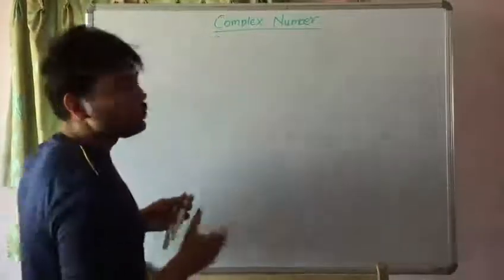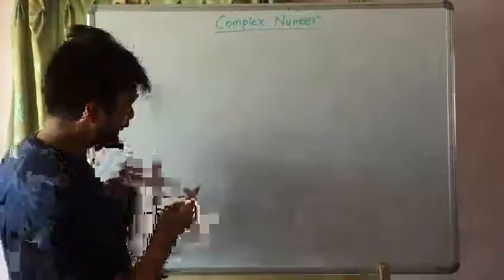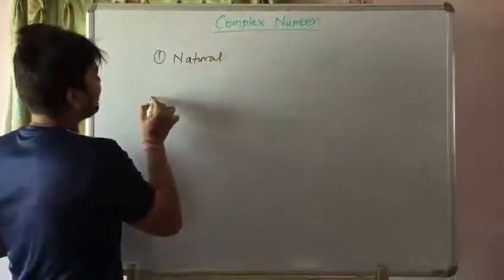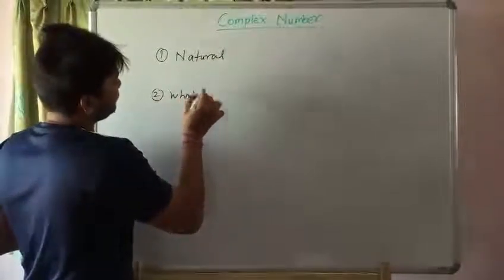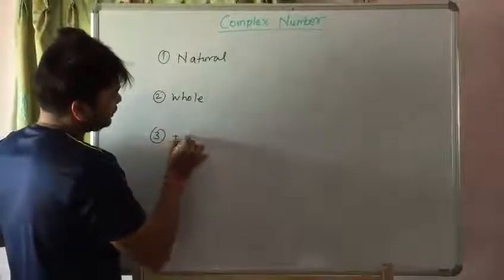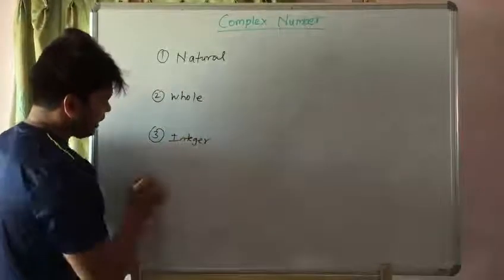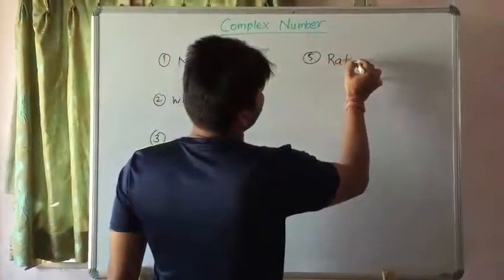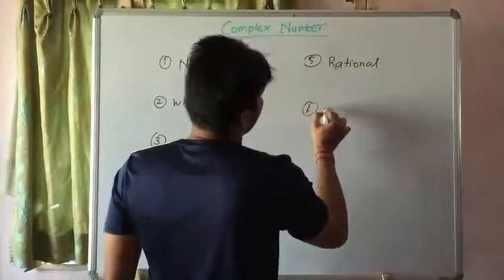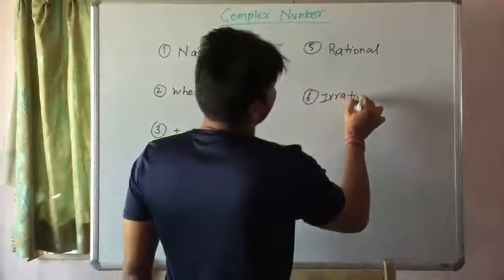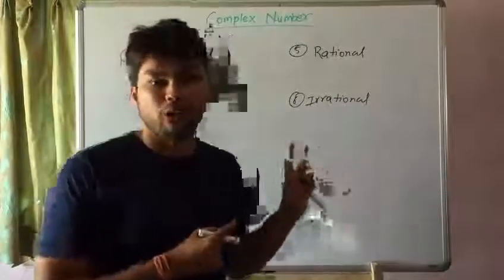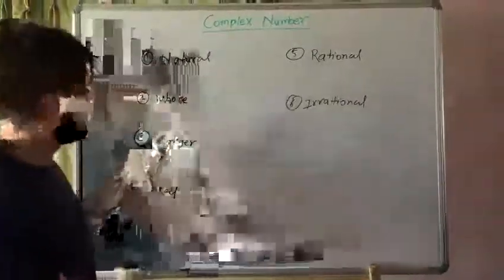As we know, there are various types of number. The first one is the natural number, the second one is whole number, and the third one is integers. The fourth one is real, the fifth one is rational number, and the sixth one is irrational number. I assume that you people have heard about this, that is natural number, whole number, and integers.